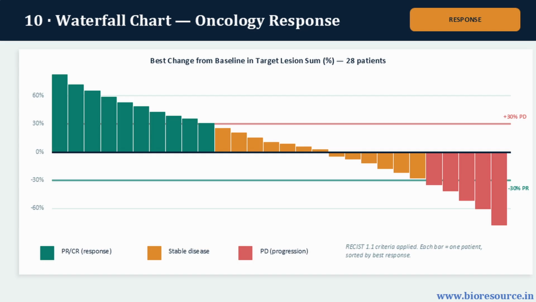Each bar represents one patient, usually showing percent change from baseline in tumor lesion size. Patients are sorted by response, so you can immediately see who responded, who had stable disease, and who progressed.